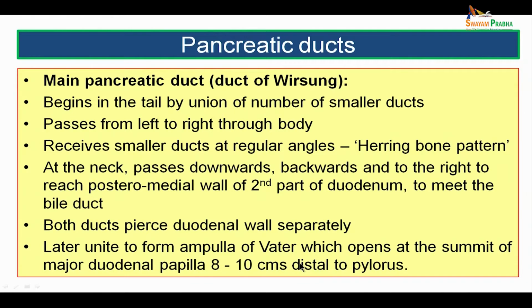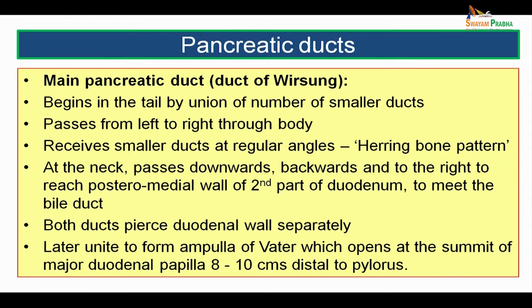Going on to the pancreatic ducts. The pancreas has two ducts, the main pancreatic duct and the accessory pancreatic duct. The main pancreatic duct is also called the duct of Wirsung. It begins in the tail by union of a number of smaller ducts, passes from left towards the right, running through the body of the pancreas. It receives smaller ducts at regular angles, thus giving a herringbone pattern.